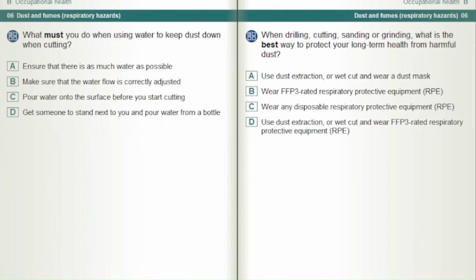When drilling, cutting, sanding or grinding, what is the best way to protect your long-term health from harmful dust? Use dust extraction or wet cut and wear a dust mask. Wear FFP3 rated respiratory protective equipment, RPE. Wear any disposable respiratory protective equipment, RPE. Use dust extraction or wet cut and wear FFP3 rated respiratory protective equipment, RPE.